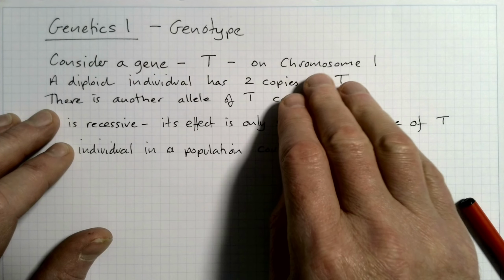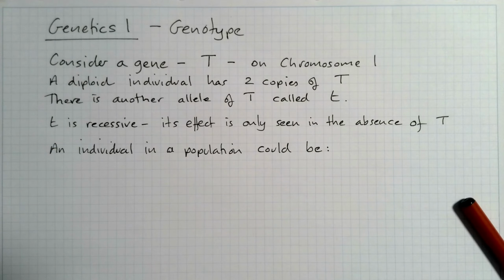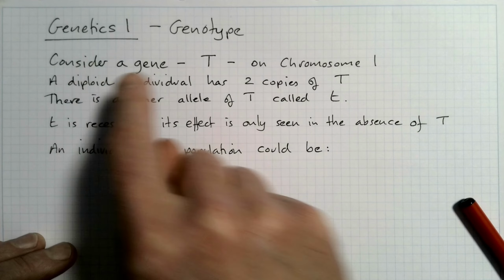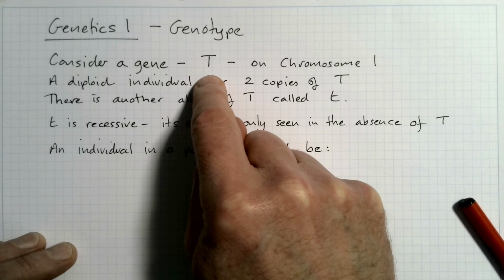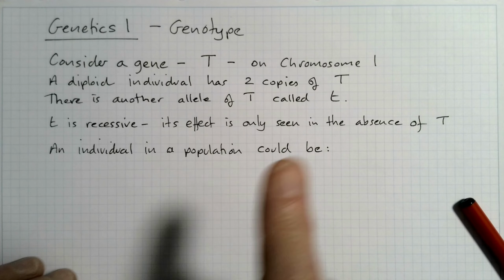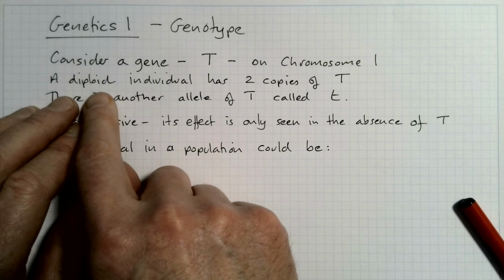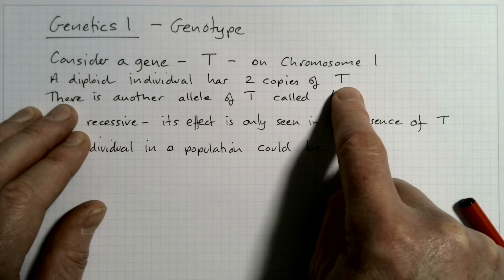So this gene lives in chromosome 1. Because everybody in our population has 2 copies of chromosome 1, that means I have 2 copies of T. So that's straightforward. Every individual has 2 copies of that gene. It's the same gene, except one lives on the first copy of chromosome 1 and one lives on the second copy of chromosome 1. So a diploid individual has 2 copies of T.